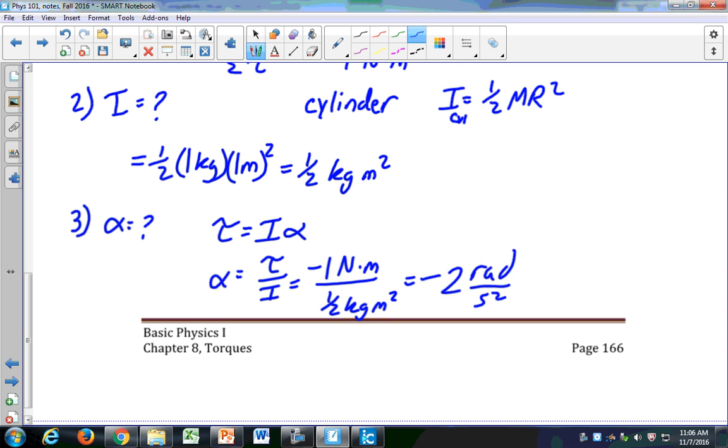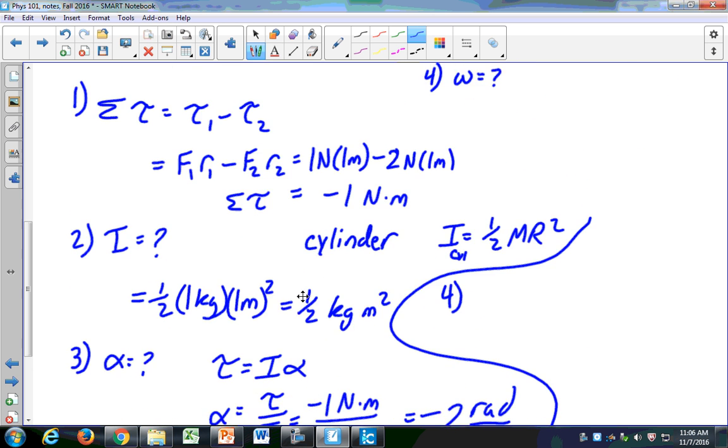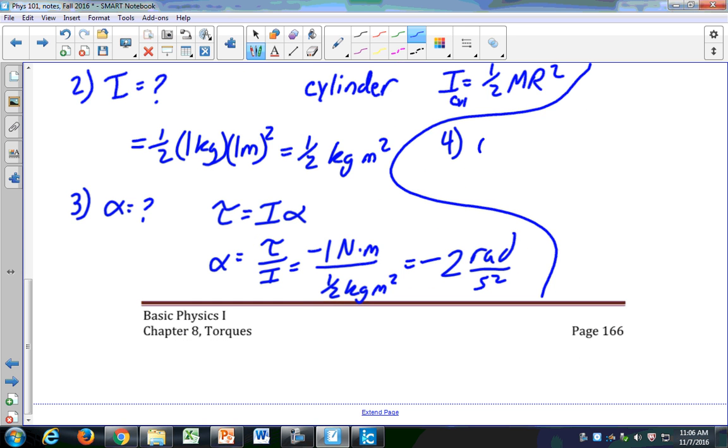And then the final part of this question is really just applying the kinematics equations. I think in this one, I asked for omega after 3 seconds. But I could also ask for theta. Omega is omega naught plus alpha t. Omega naught was 0 because it was initially at rest. I have -2 radians per second squared times 3 seconds, and so that's -6 radians per second. That's the angular speed after 3 seconds.